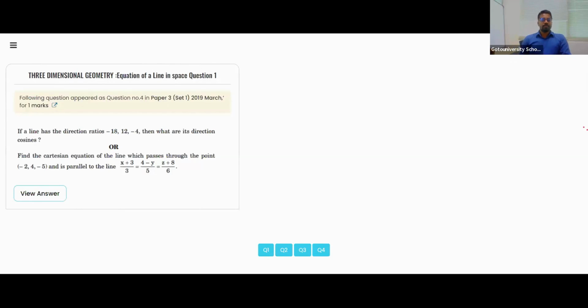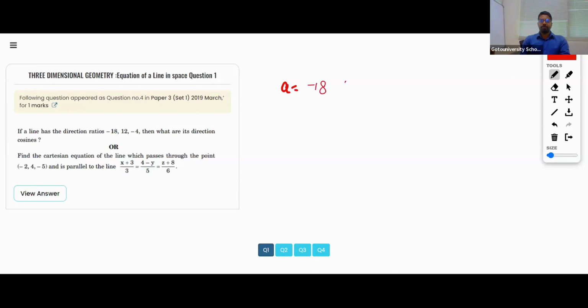Yeah. So far, we have understood how to find the direction cosines with the given equation. Two forms of a line equation we have got to know, right? One is Cartesian form, another one is vector form. Using that, let's see. If a line has direction ratios A equal to minus 18, B equal to 12, and C equal to minus 4, then what are the direction cosines?